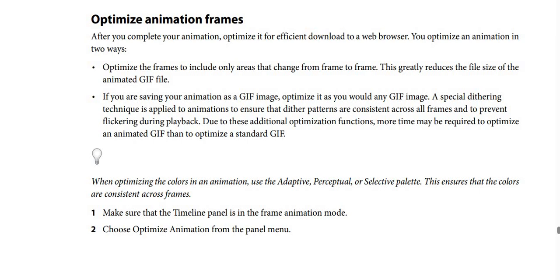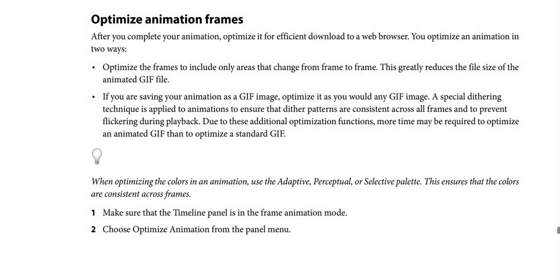And the second option, if you are saving your animation as a GIF image, optimize it as you would any GIF image, and a special dithering technique is applied to animations to ensure that dither patterns are consistent across all frames and to prevent flickering during playback. And due to these additional optimization functions, more time may be required to optimize an animated GIF than to optimize a standard GIF. And by the way, when optimizing the colors in an animation, you can't use the adaptive, perceptual, or selective palette. This ensures that the colors are consistent across frames.